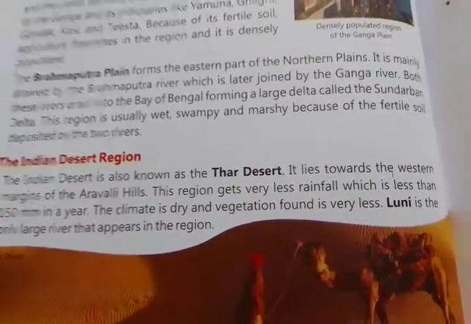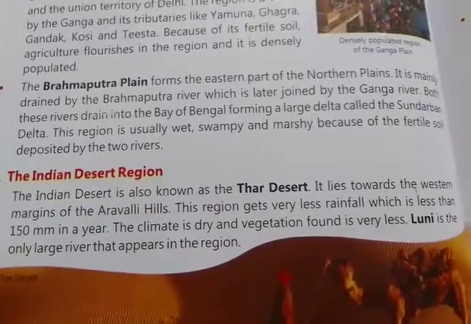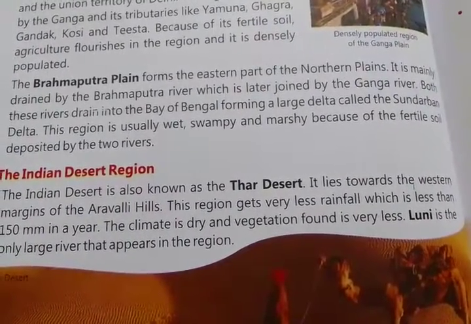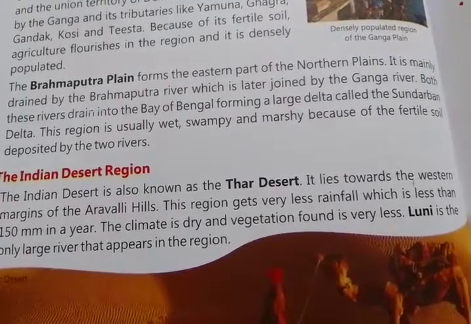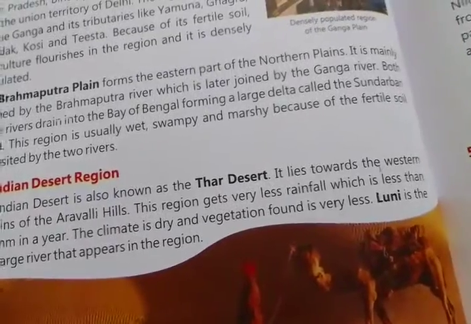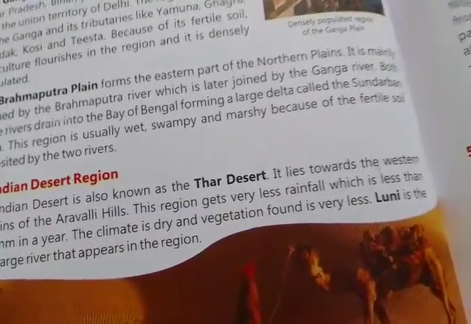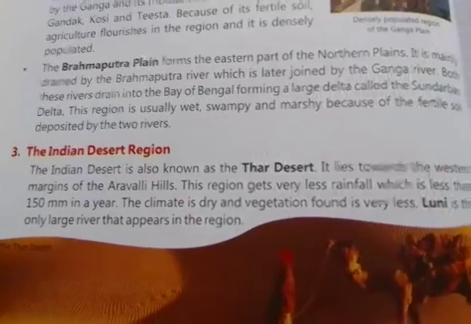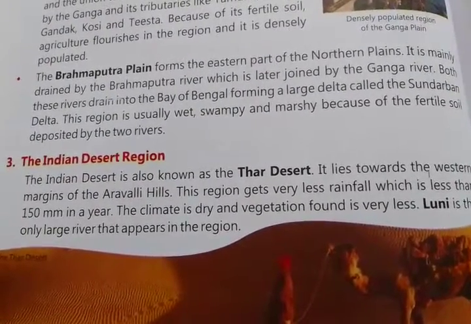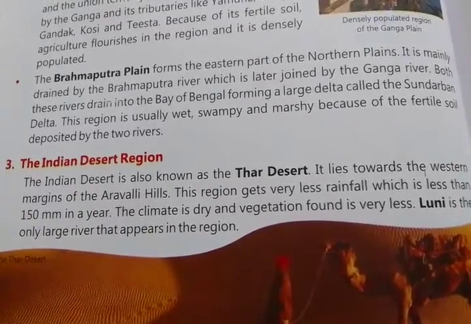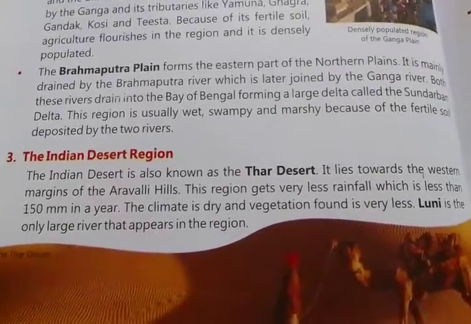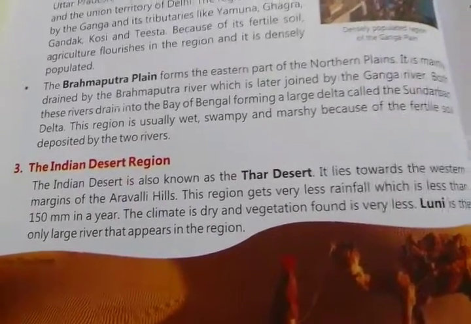This region, the Sundarban region, is usually wet, swampy and marshy because of the fertile soil deposited by the two rivers. It is called Sundarban because there are plenty of trees which are named Sundari. So this large part is known as Sundarban.